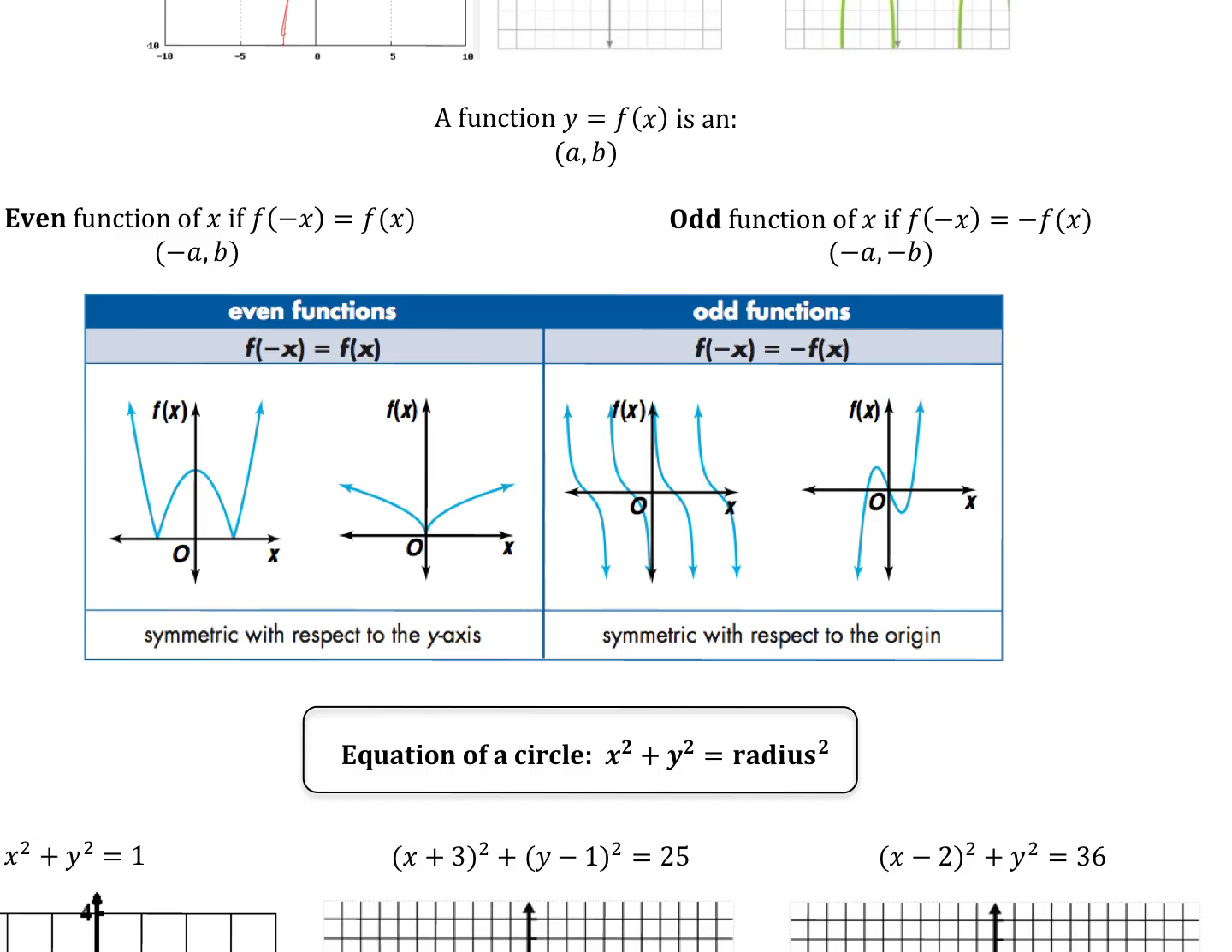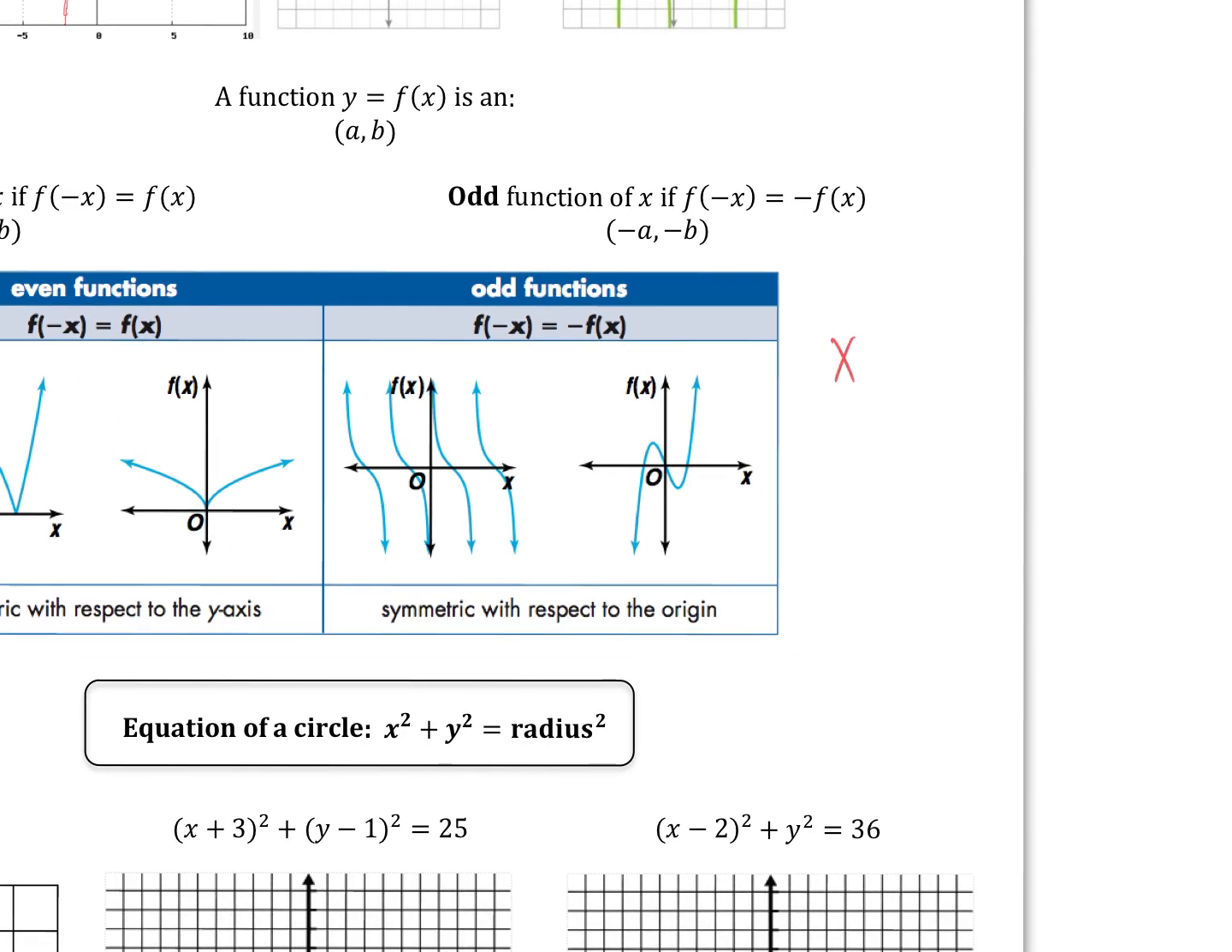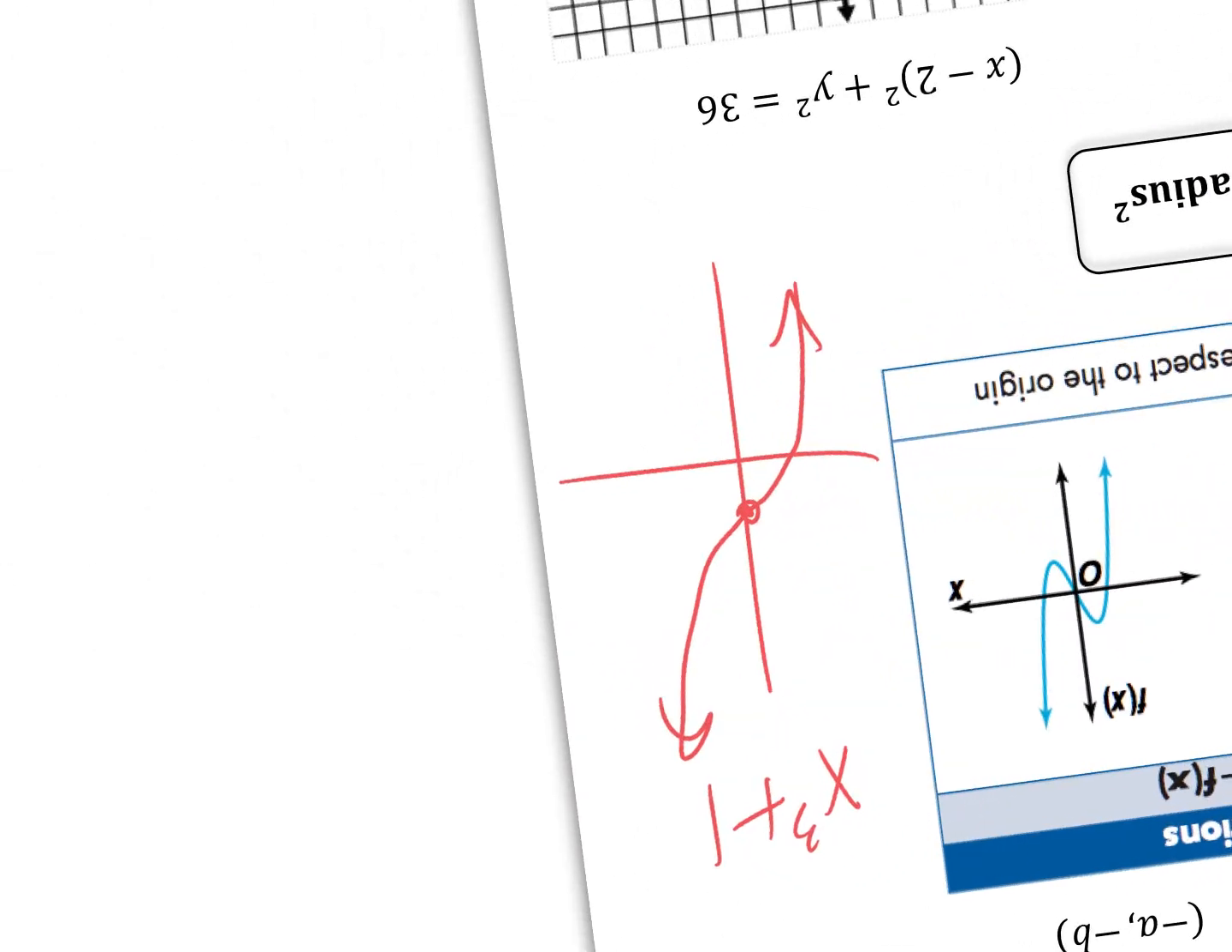What if I do x cubed, here's my x cubed graph, and then if I do plus 1. What do we think about that one? X cubed plus 1 looks like this. Up 1, there's x cubed. If I rotate that 180 degrees, is it what I started with?